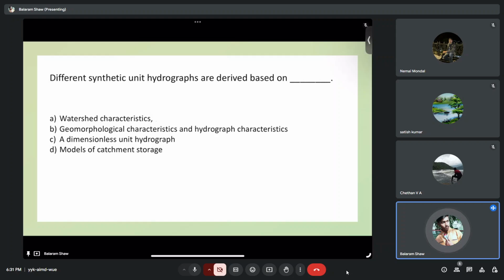Okay, so the next question is: different synthetic unit hydrographs are derived based on what? I'll give you 1 minute for this. Just think, and then I'll give the answer, and you can check if the answer that you thought of is correct or not.